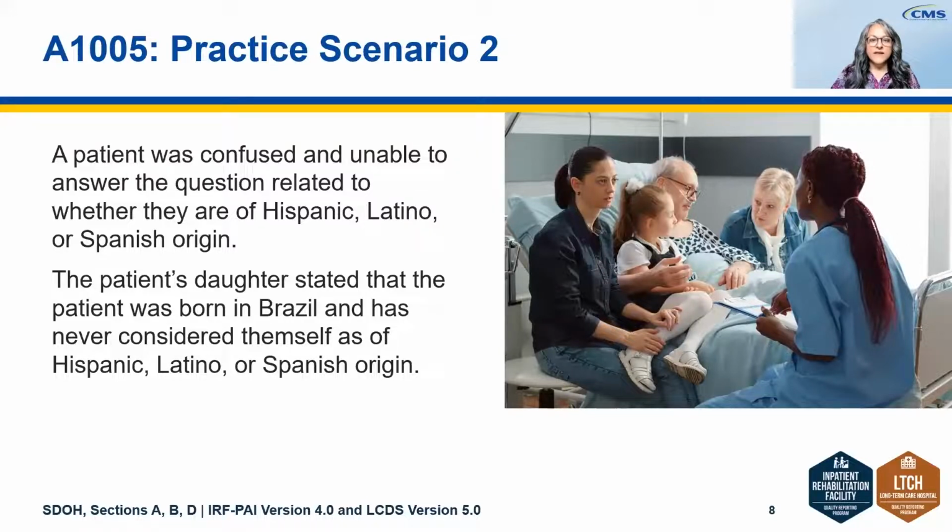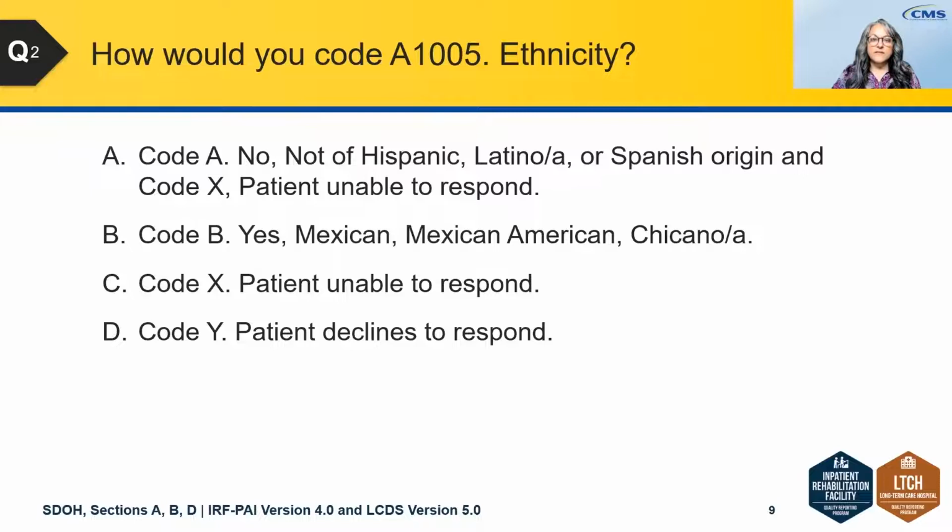Okay, moving on to the next practice scenario. A patient was confused and unable to answer the question related to whether they are Hispanic, Latino, or of Spanish origin. The patient's daughter stated that the patient was born in Brazil and has never considered themselves as of Hispanic, Latino, or Spanish origin. So based on this scenario, how would you code A1005 ethnicity?